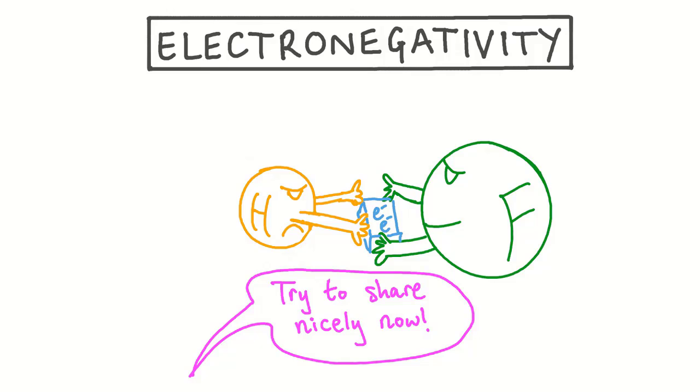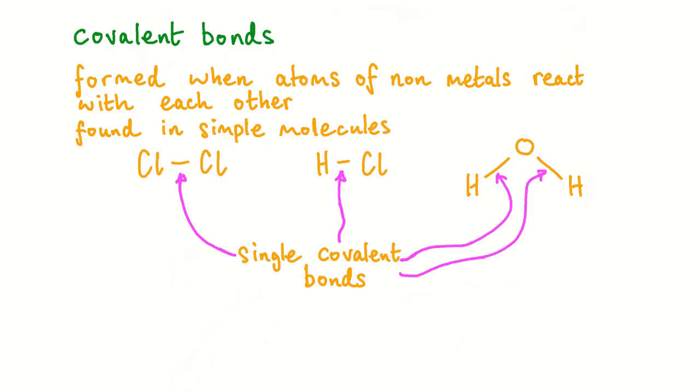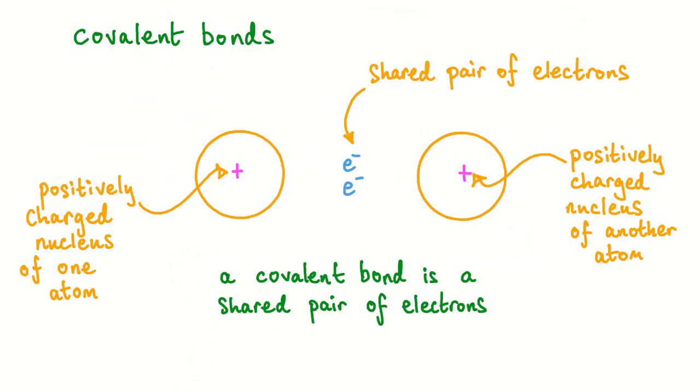In this video, we will learn how to explain the chemical property of electronegativity. When atoms of non-metals react with each other and bond together, covalent bonds are normally formed. These covalent bonds are widely seen in simple molecules and they hold the atoms together. So what causes the atoms to be attracted to one another?